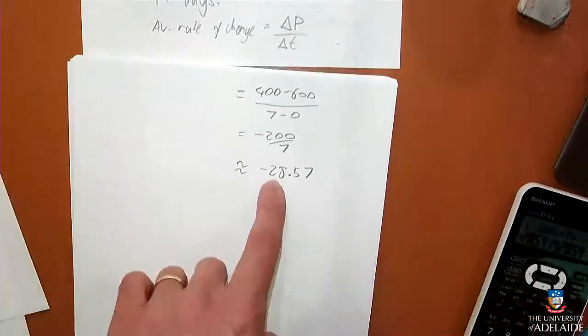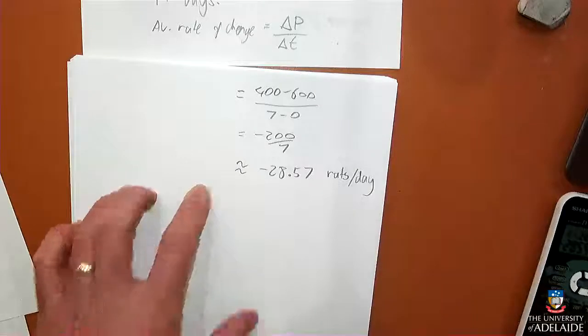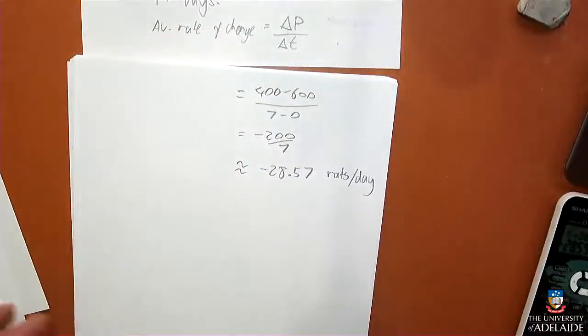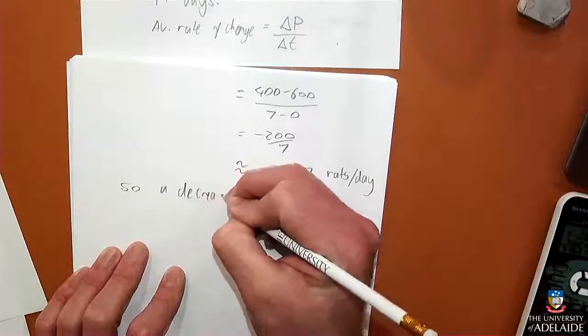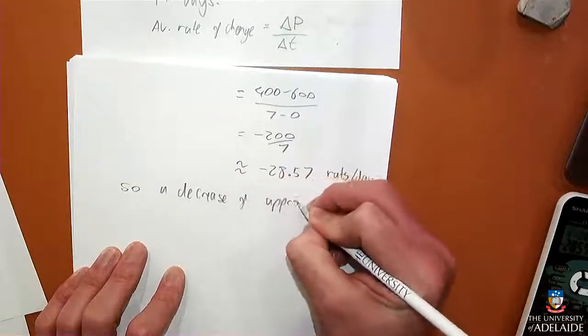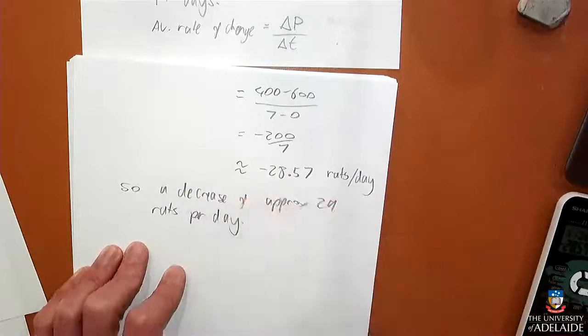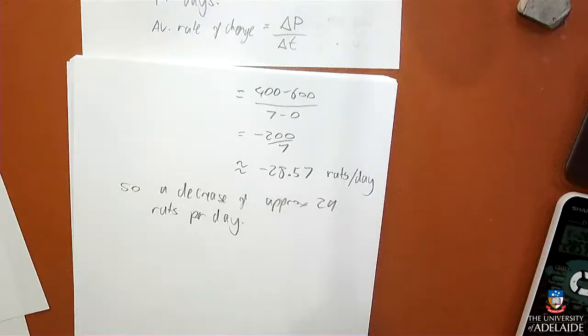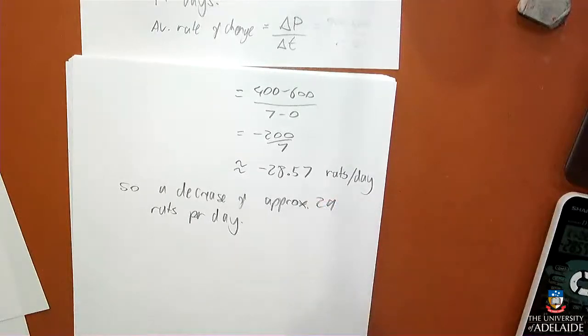So that's telling me that this is rats per day, because the top was in rats and the bottom was in days. And so this is telling me that on average we're going to lose that many rats per day. So a decrease of approximately 29 rats per day. And it's always useful in one of these problems that has an applied context to tell the reader a nice sentence to finish it off. Okay. So that's average rate of change.